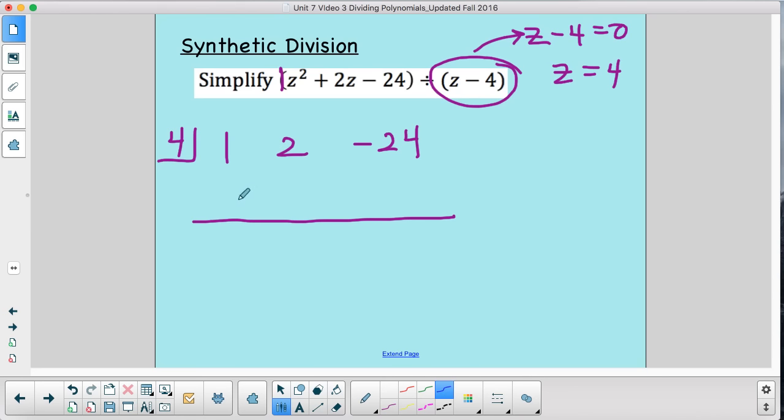Here's how synthetic division works. You take this first term and you always bring it down. We write down 1. Then you take whatever's in the box times this number. So 4 times 1 gives you 4. Then you add. 2 plus 4 is 6.